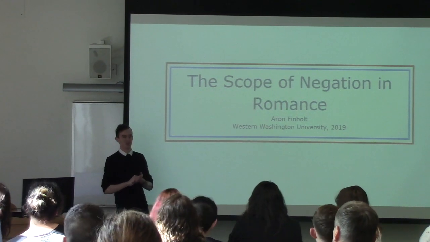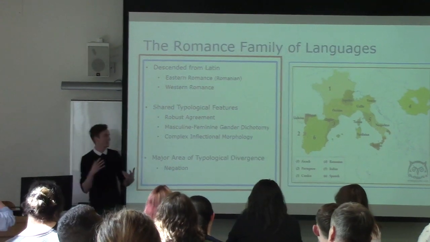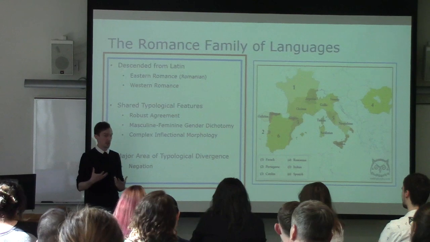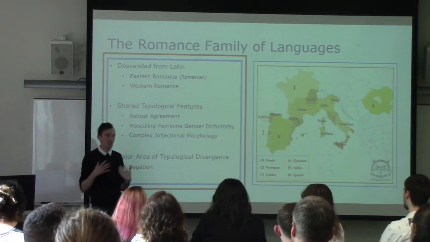Going to be presenting to you a little bit of my research on the scope of negation in the Romance languages. So Romance languages like Italian, Spanish, Romanian, French are all genealogical descendants of Latin. And because of that, they share a number of features with each other, namely typological features.